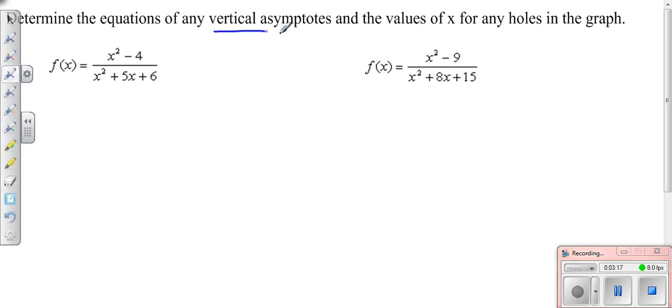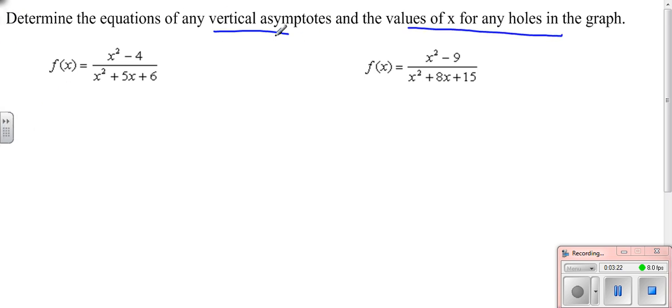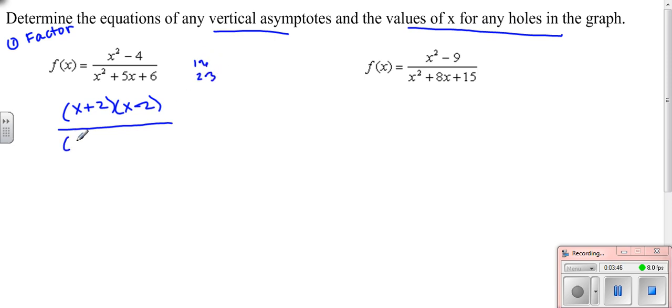So determine in these equations any vertical asymptotes or holes in the graph. So we have two things to look for. So first we're always going to factor. That is number one. We always have to factor. And so when I look at this numerator, that's the difference of perfect squares, so that's always going to factor into x plus 2 times x minus 2. This denominator, what factors of 6 will combine under plus plus to make 5, and that answer is 2 and 3.